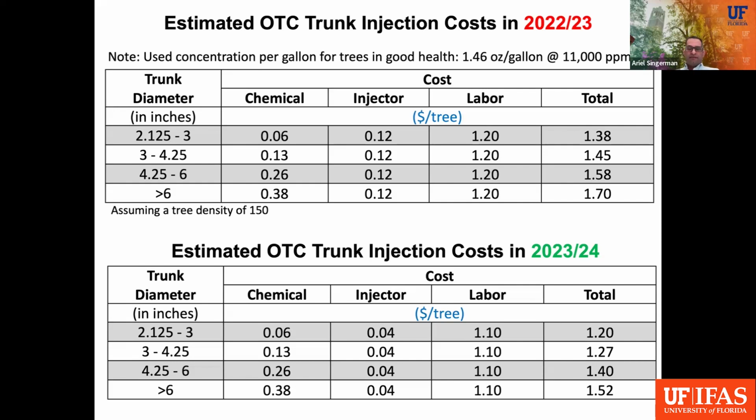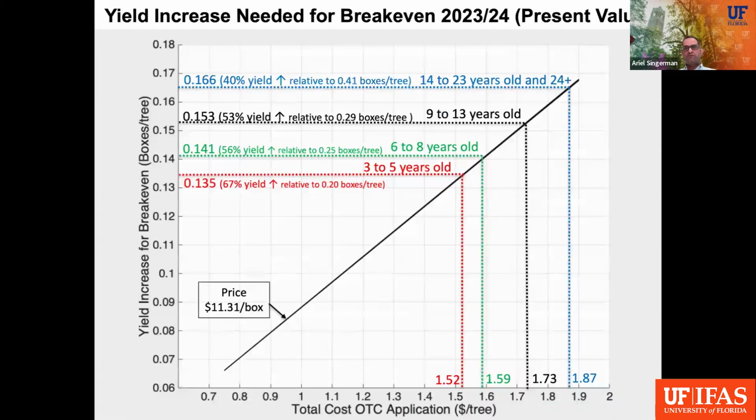So now that we have the different pieces of the puzzle together, we have the price, we have the yield last year, and now we have the cost, I can then estimate the break-even yield. And that is what we have in this first graph. In this graph, what we have on the horizontal axis is the total cost of OTC application in dollars per tree. And on the vertical axis, what we have is the yield increase that is needed for break-even in boxes per tree.